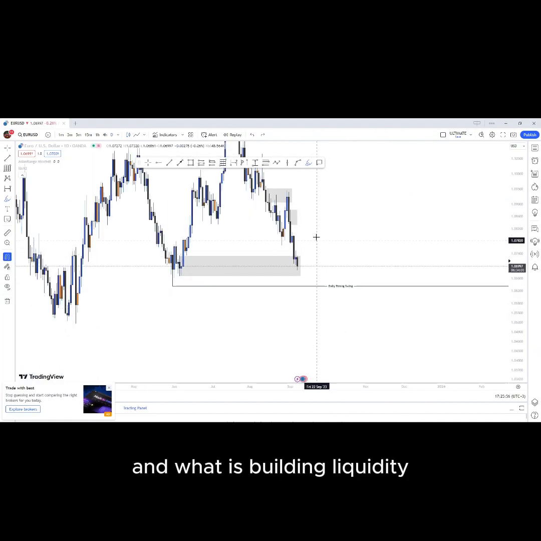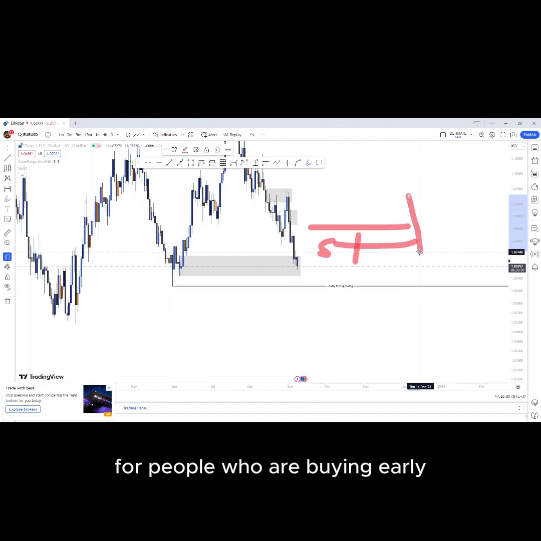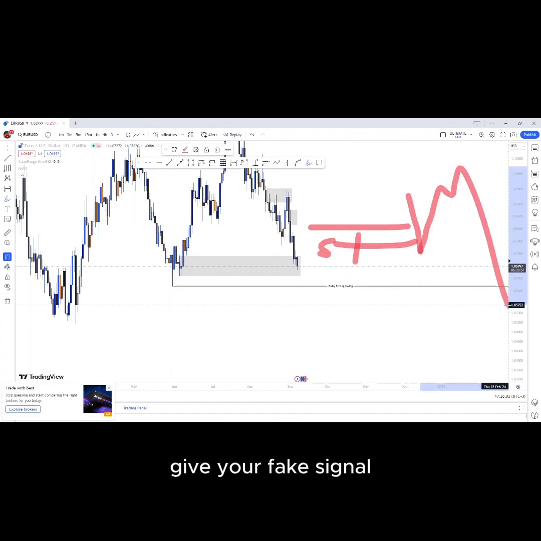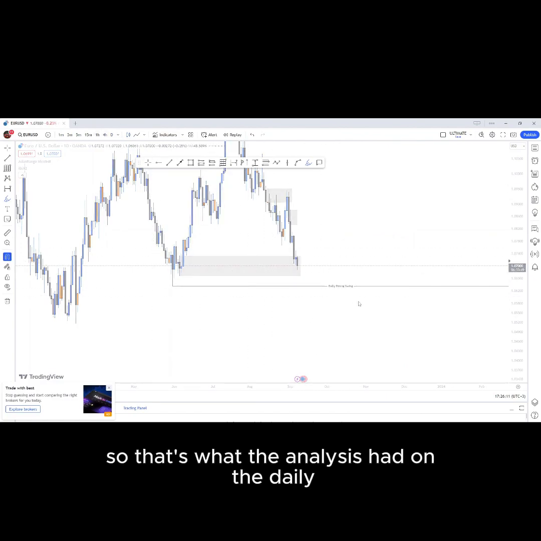Because what the market does is it builds liquidity before it moves in the direction that you want. And what is building liquidity? Taking out stop losses for people who are buying early. It will give you a fake signal and take you out, give you a fake signal and take you out, because it's building liquidity to go higher. So that's the analysis I had on the daily.